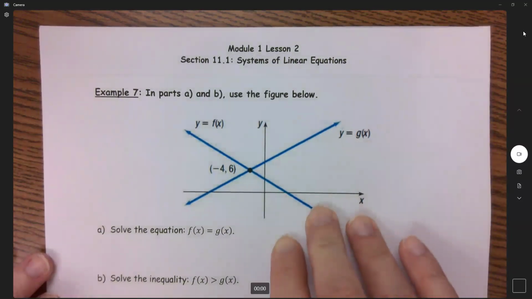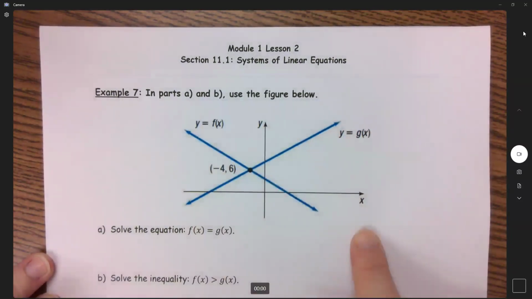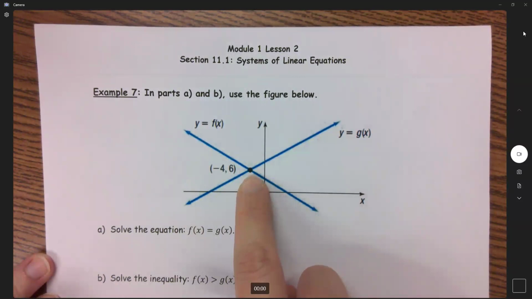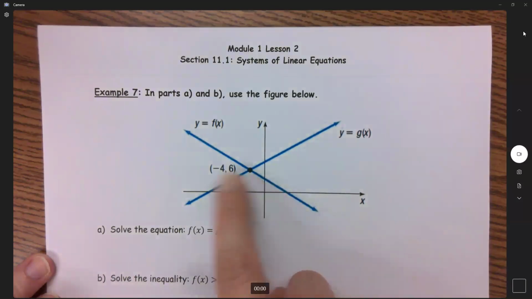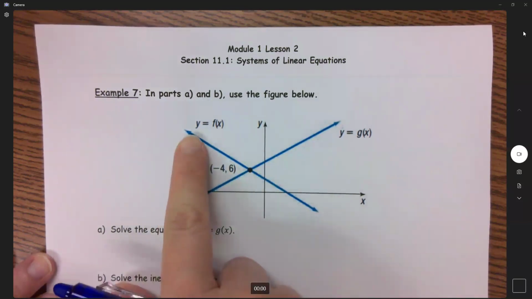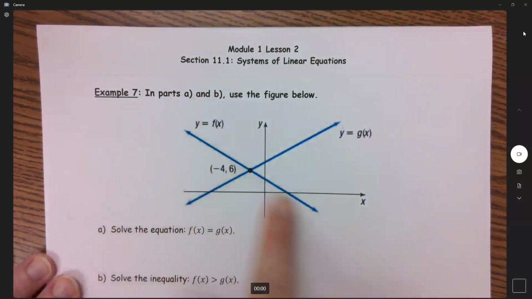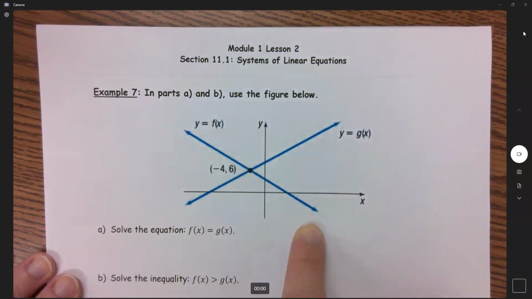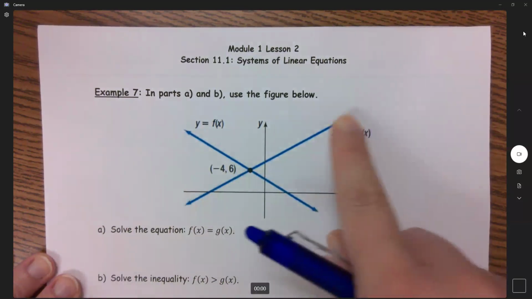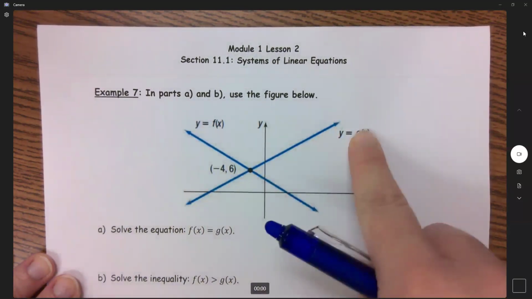We have a system of equations here, right? We have our two lines that intersect. And so that intersection, or that one solution on this one, would be -4, 6. So you can see you have your f of x function, which is right here with this negative slope. And then we have our g of x function right here with our positive slope.